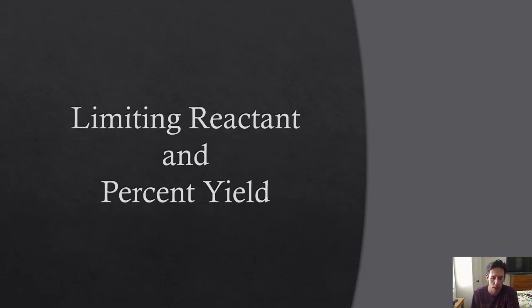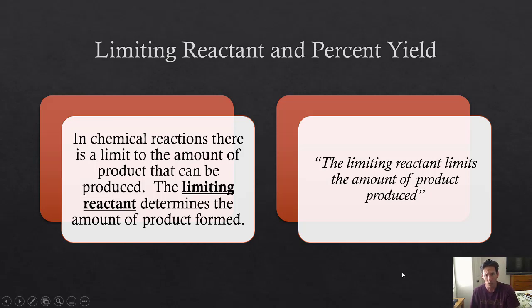So as the name implies, limiting reactant, we're talking about something that limits the amount of product that is produced. In a chemical reaction, there's always going to be something that limits us in the amount of product that we produce, and that is what we call the limiting reactant. All right, so I'm going to show you how a problem in stoichiometry slightly differs, and we're going to be looking at the idea of a limiting reactant.